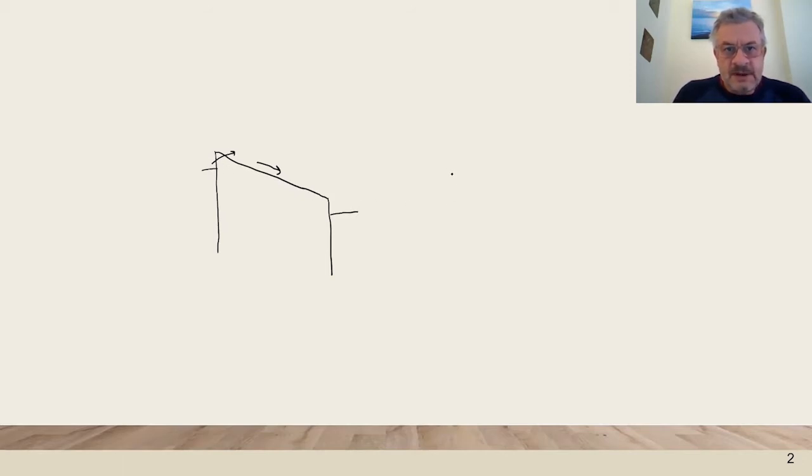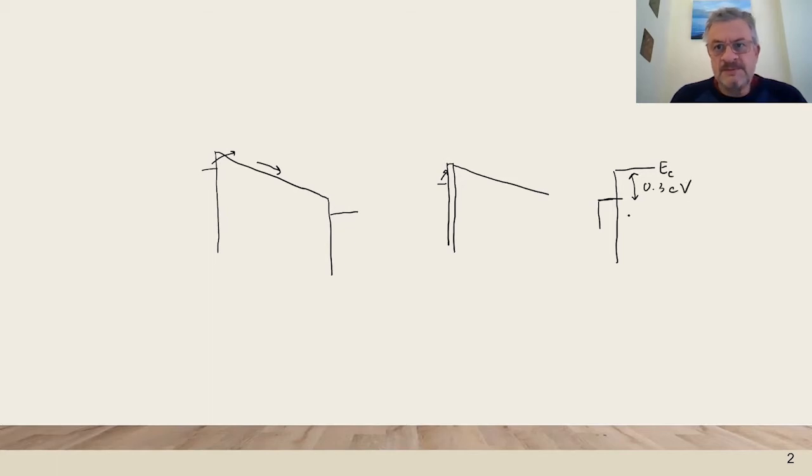So it would be more difficult, for example, if there are some insulating layers, so it would be more difficult to inject electrons. And it would be difficult as well if there is not a good electronic match from the energy level of the contact to the energy level of the semiconductor. So if this barrier is about, say, 0.3 electron volts, then it's difficult to inject electrons.